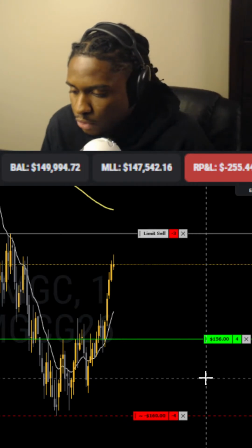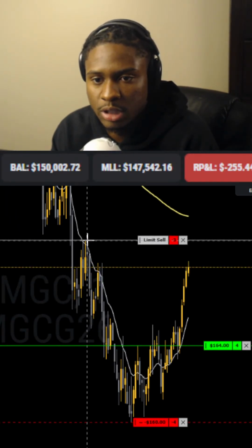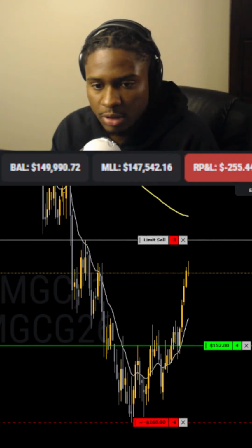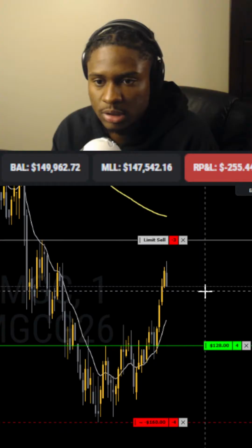Is there a target for you? I'm aiming for, I got liquidity here, like a swing high. I'm aiming for that. Let's see if that's in the frame. Yeah. So just aiming for the swing highs right here.